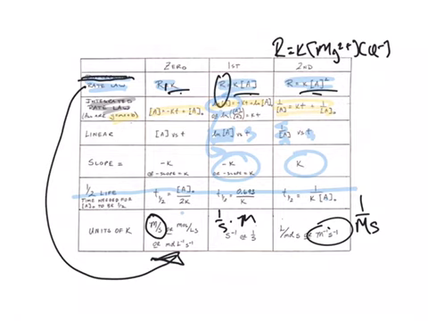So when you look at this, what we're going to focus on down here are the units of k. If it's first order, it's going to have units of 1 over seconds. If it's second order, it's going to be 1 over molarity seconds. So here's how these problems typically play out.